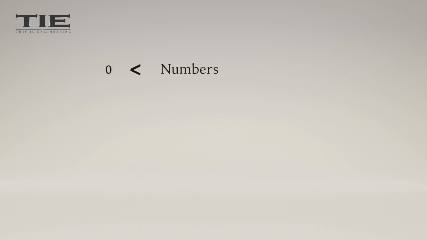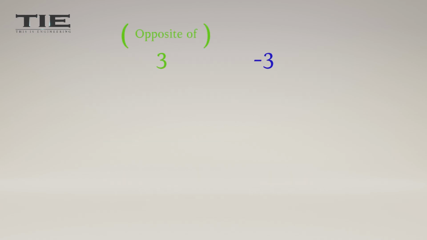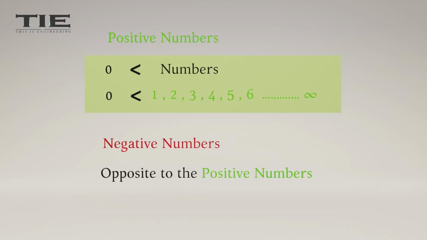Numbers that are greater than zero are called positive numbers. So, the positive numbers start from 1 to positive infinity. The opposite of a positive number is called a negative number. For example, the opposite of 3 is -3, and the opposite of 10 is -10. Opposites work both ways. The opposite of -3 is 3, and the opposite of -10 is 10. So, the negative numbers start from -1 to negative infinity.